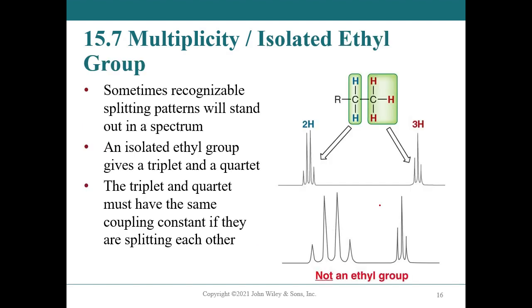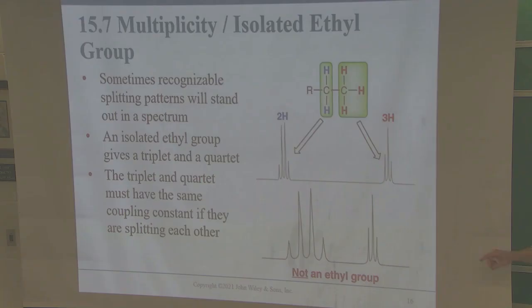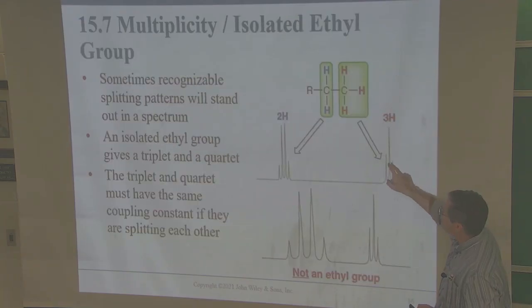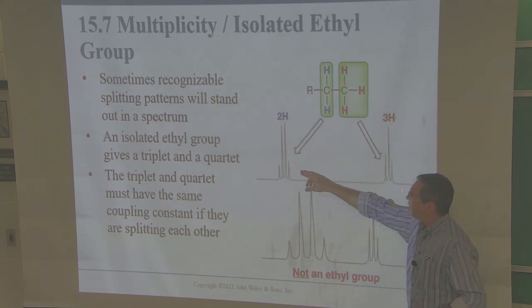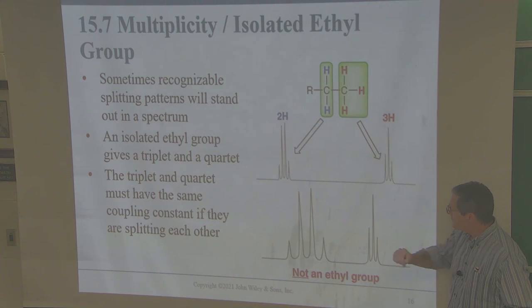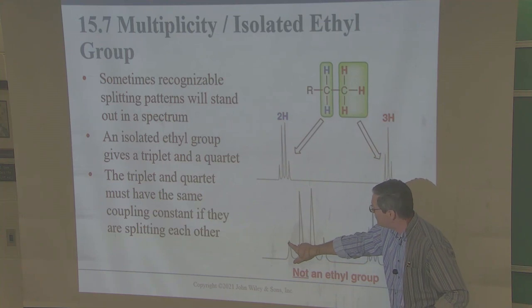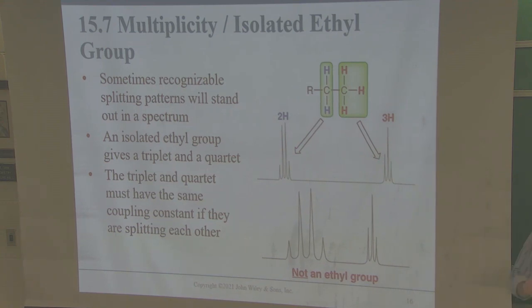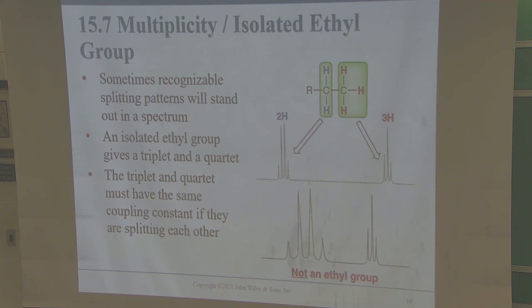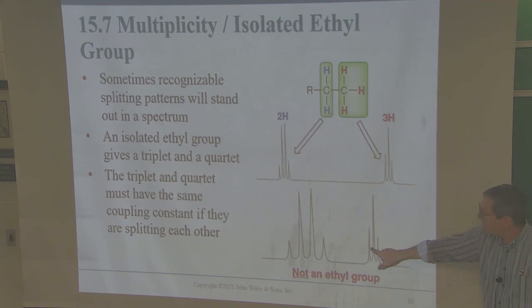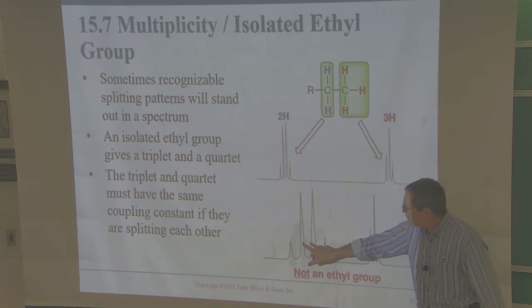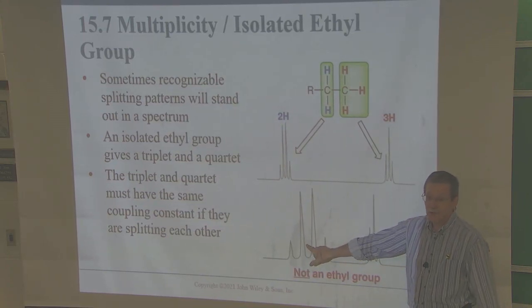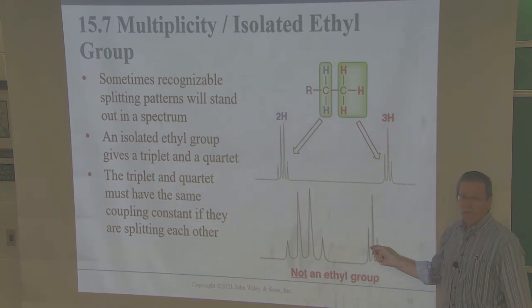This is another example. The top one, we have equal spacing between these and these, and so we can assume that these two are probably splitting each other. This would not be an example of an ethyl group for a couple of reasons, but one of them is the fact that the distance between this peak is much greater than the distance between these. And again, if the coupling constants between the two multiplets are different, they're not splitting each other. There's something else that's causing this triplet, not the hydrogens here, and something else causing this quartet. You've got a CH3 somewhere that is certainly not this one, even if this integrated to 3.